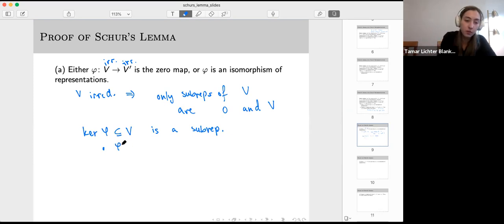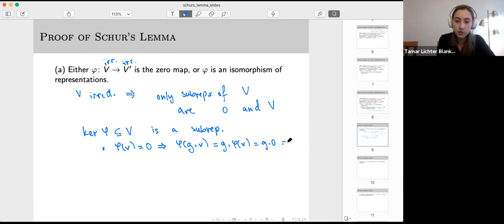So if v is in the kernel, v is some element of the kernel, phi of v equals 0. I need to show that phi of g dot v is also equal to 0, so g dot v is also in the kernel. But because phi is a homomorphism of G representations, this is the same as g dot phi of v, which is g dot 0, which is equal to 0.